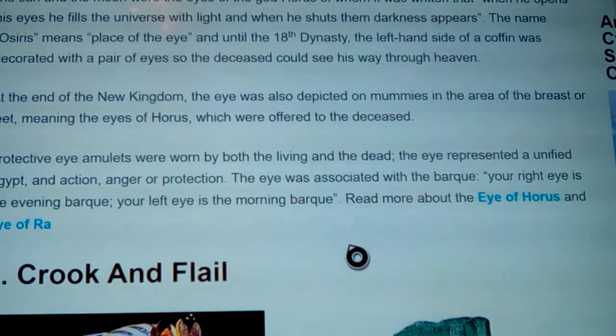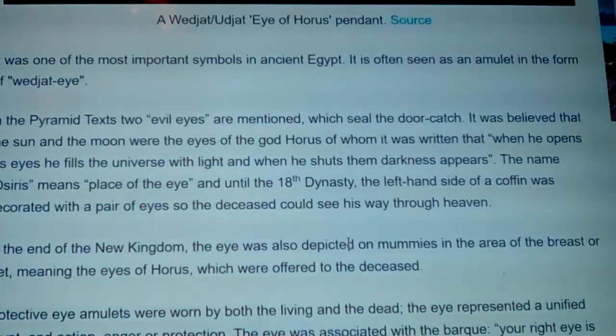So at the end of the New Kingdom, the eye was also depicted on mummies in the area of the breast or the feet, meaning the eyes of Horus, which are offered to the deceased. And so he's going to help watch over you whenever you're going through your way into the new world. The protective eye amulets were worn by both the living and the dead. The eye represented a unified Egypt. And, of course, with all that symbology there and both the things on the left and right, that whole symbol there is a unified crest situation. Protective eye amulets said they unified Egypt, but they also showed anger. They show action.